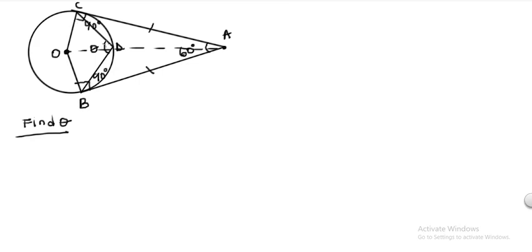Since we are told to find theta, a very helpful way we can find theta is to find the angle at the center so that we can find the angle at the circumference. Remember, the arc in question here is this arc. The arc suspends this angle on the center, so the angle it suspends on the circumference is theta. So how do we find this angle? We can find this angle by finding this angle here and this angle here.